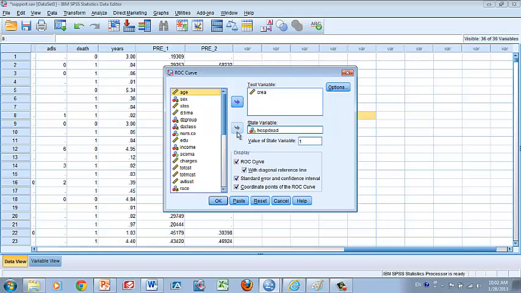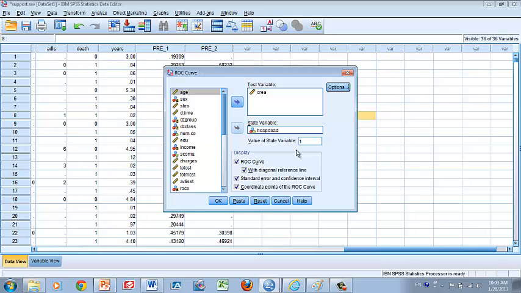And the state variable is the variable which indicates the state of the actual outcome variable. For a diagnosis study, this would be whether a patient does or does not have the disease. And for a prognosis study, this would be whether the patient did eventually develop the disease. So let's go ahead and click all 4 boxes.